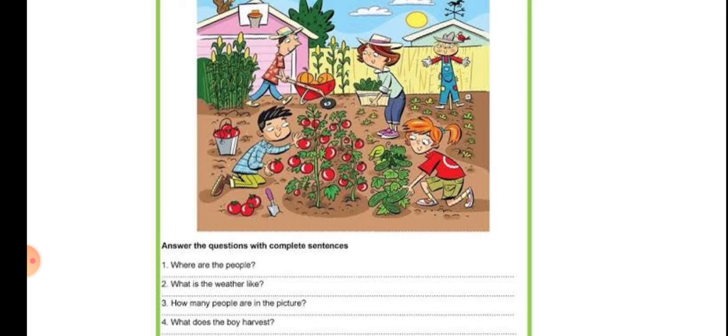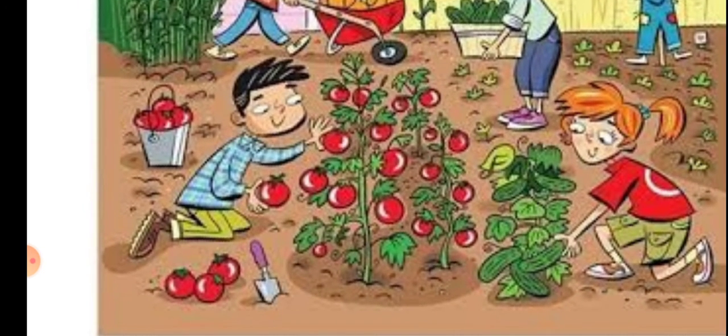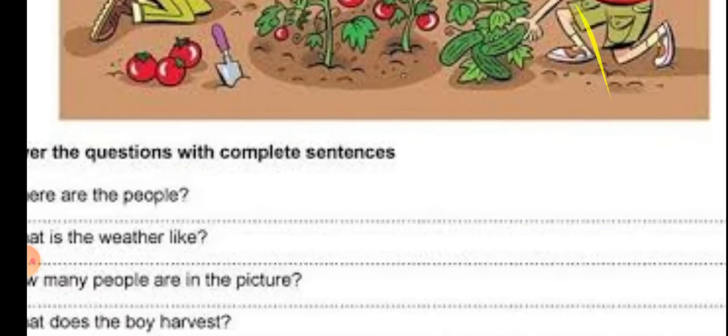It is a pleasant day, it is a sunny day. As you can see, the sun is shining. How many people are there in the picture? There are 4 people in this picture and 1 scarecrow. So basically there are 4 people: father, mother, a son and a daughter. What does the boy harvest? If you observe carefully, here is the boy and he is harvesting tomatoes.